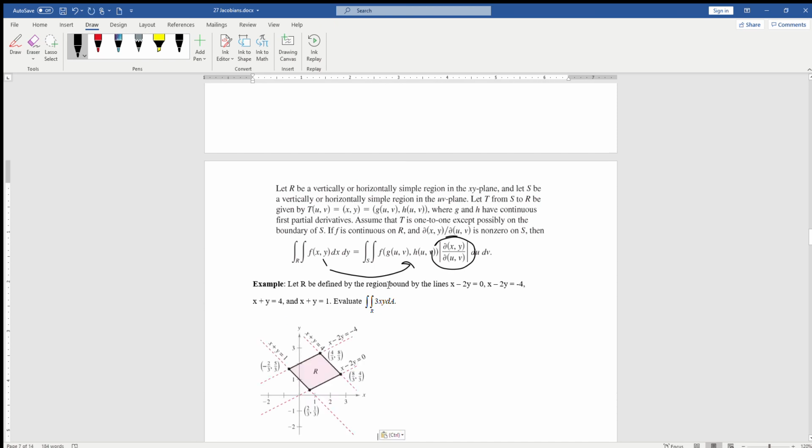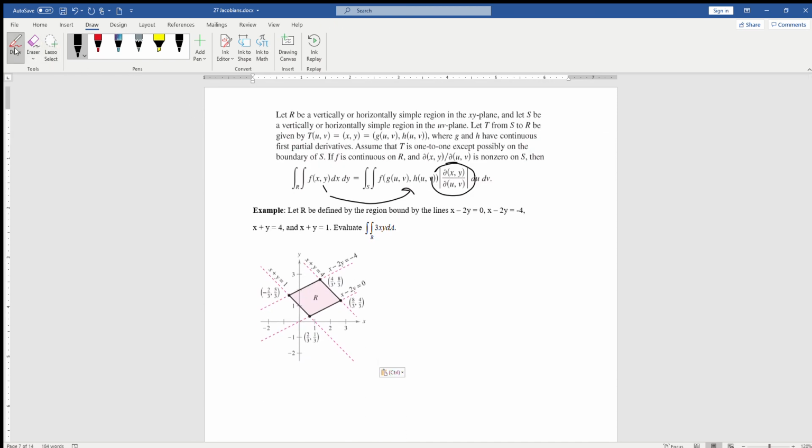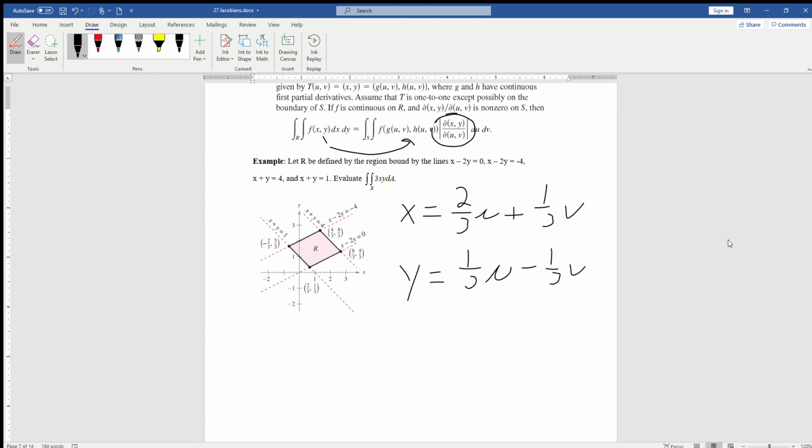So here's our region, and you'll probably remember that we had a transformation T, and we eventually found that x was equal to 2/3 u plus 1/3 v, and we also found that y was equal to 1/3 u minus 1/3 v. So that was our transformation. Now what we can do is find a Jacobian from that.